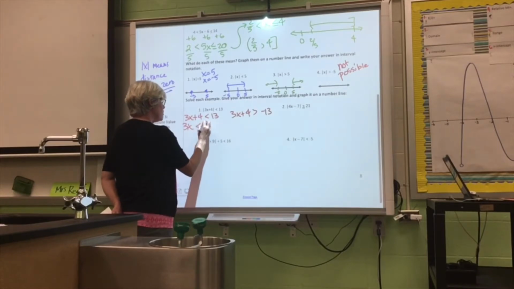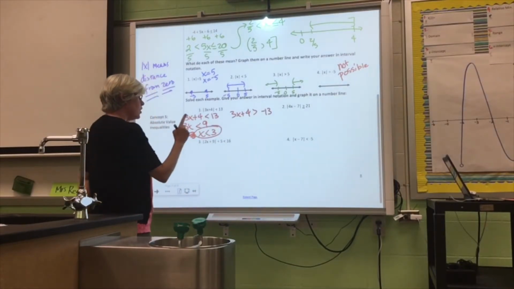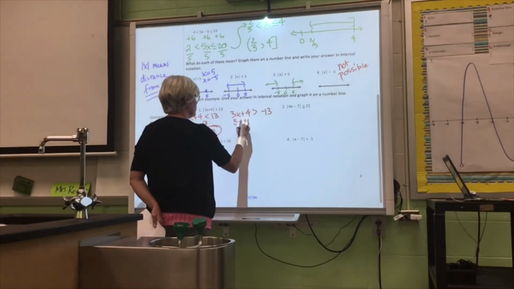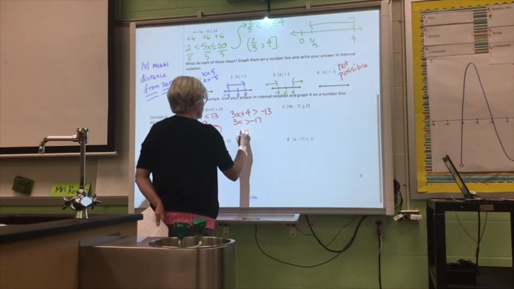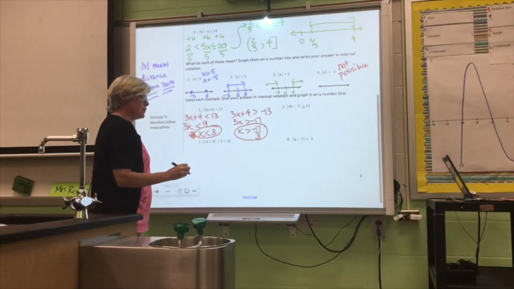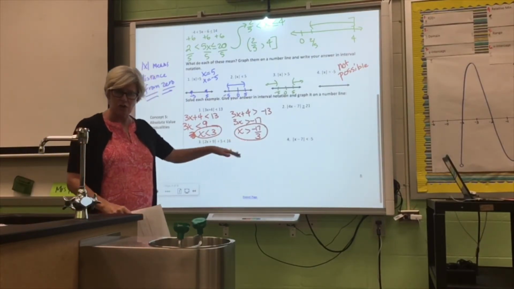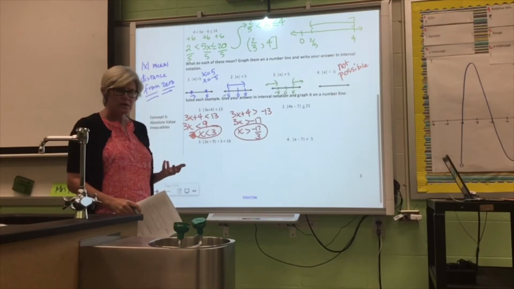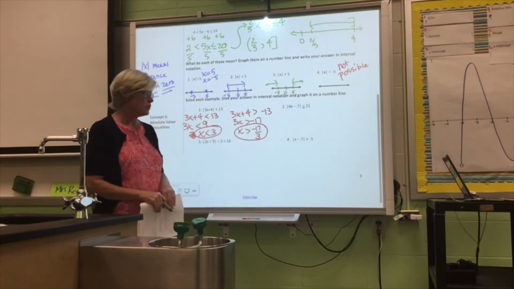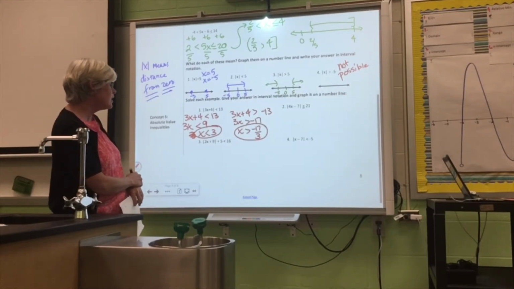I'm going to subtract my 4. I'm going to divide by 3, and I get x is less than 3. Over here, I'm going to subtract my 4. I'm going to divide by 3, and I get negative 17 over 3. In this class, I would prefer you leave it as an improper fraction. Don't give a decimal, don't give a mixed number, just leave it as an improper fraction. It also asks for it in interval notation, and also asks to graph it on a number line.